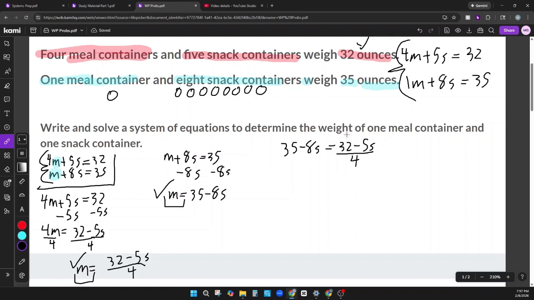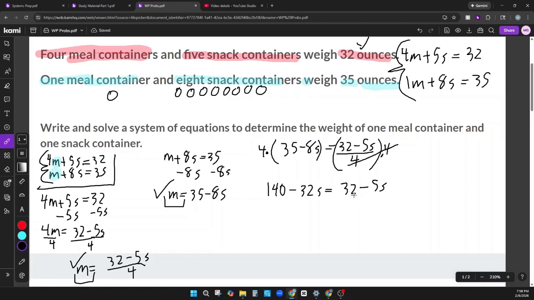So let's remind ourselves what those steps are. I see a fraction. I don't like a fraction. I'm going to get rid of that fraction. In order to cancel my fraction of dividing by 4, I'm going to multiply by 4 on both sides. And that gives me 140 minus 32s is equal to. Now on this side, I'm not multiplying my 4 in because all I'm doing is canceling here. My times 4 cancels my divide by 4, so I have 32 minus 5s on this side.